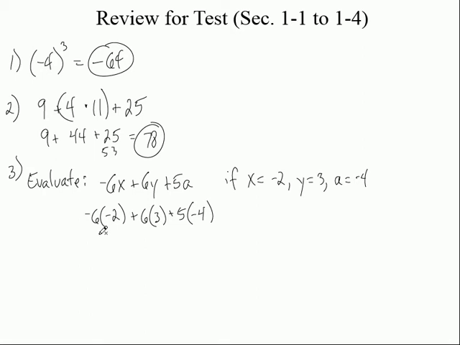Negative 6 times negative 2 is positive 12. That's going to be a plus 18, and that's going to be a minus 20. We good so far? Okay, let's see. It doesn't matter what order. I'll do it like this. 18 minus 20 is negative 2. 12 minus 2 is 10. Is that the answer I gave you? Good. I hope it is. Let's do another one like this.